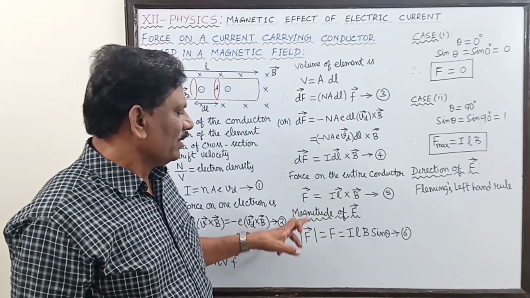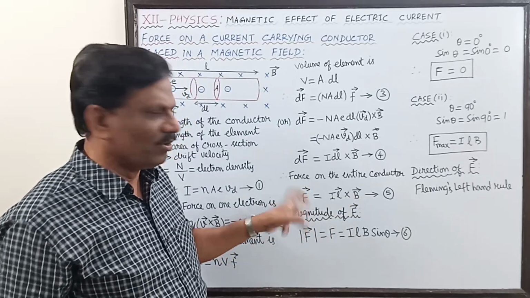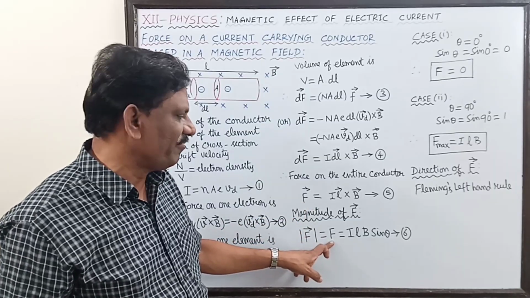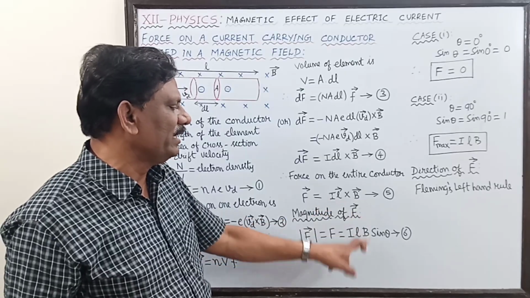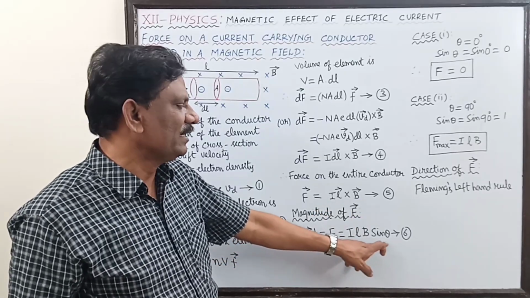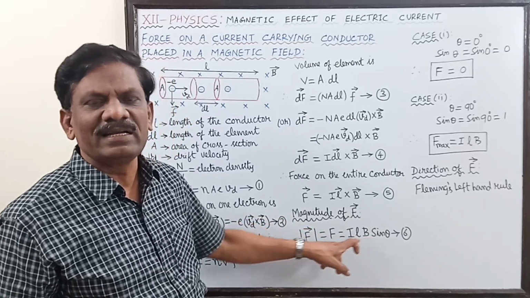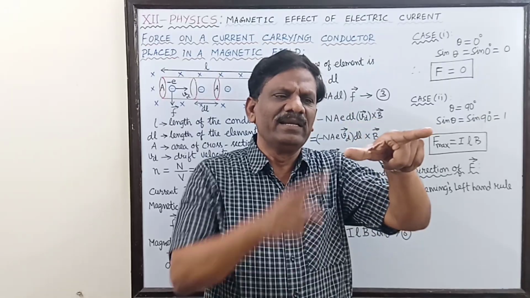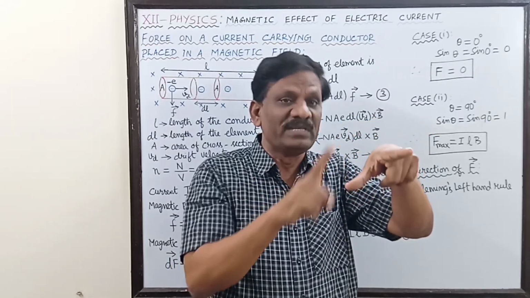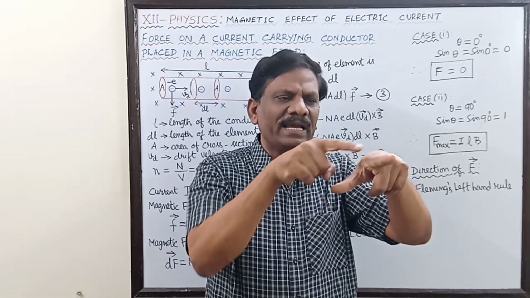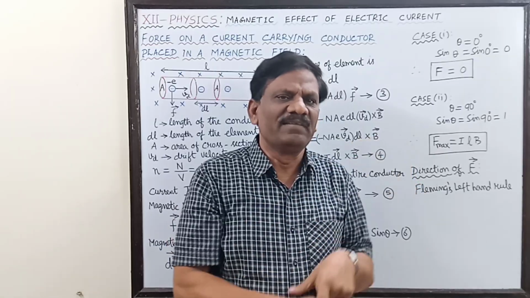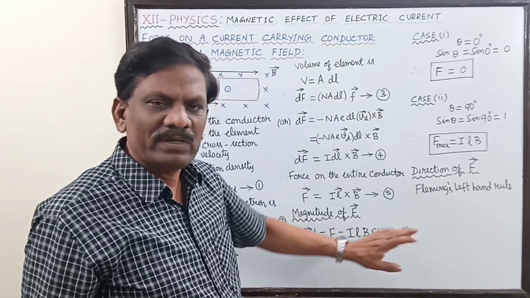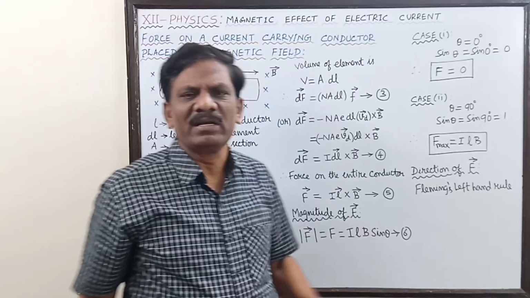So here the magnitude of the force is given by the modulus of the vector F, and that is equal to scalar F, that is equal to I L B into sine theta. Okay, theta is the angle between the magnetic field and the direction of the current element. So magnetic field is into the board and the current element is perpendicular to the magnetic field. In this picture I have drawn like that. So theta is the angle between the current element and the magnetic field. So magnitude is given by I L B sine theta. Okay, up to this the answer for 5 marks will be over.